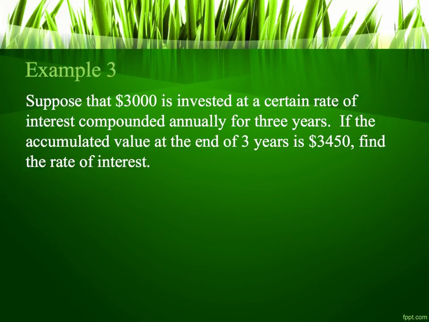So let's use that formula and see if we can determine an application to the business world. Suppose $3,000 is invested. The amount invested is our P, invested at a certain rate of interest compounded annually for 3 years. That certain rate of interest, not given to us, is our R, but the annually for 3 years gives us our time. So time is equal to 3. R is what we're trying to find. P is equal to the initial investment.